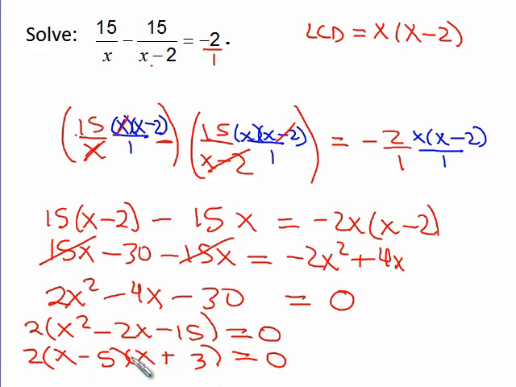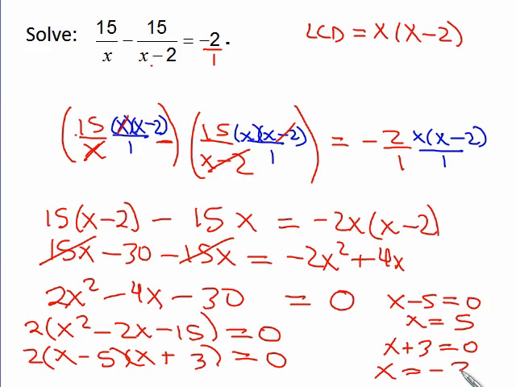But looking at these three factors, notice the first factor doesn't have a variable. So I'm not really going to set it equal to 0 because 2 can't be 0. So I have these two possible solutions. I have x minus 5 equals 0, which gives me x is 5. And then I have x plus 3 equals 0, which gives me x is negative 3.